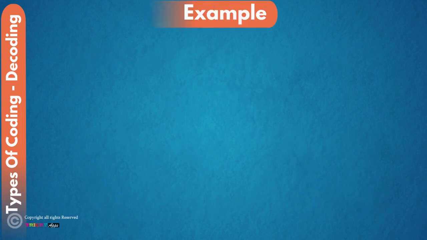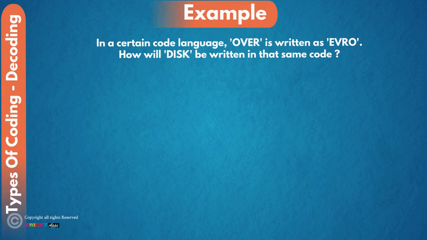Let us see another example. In a certain code language, over is written as EVRO. How will disk be written in the same code? Let us see the solution.